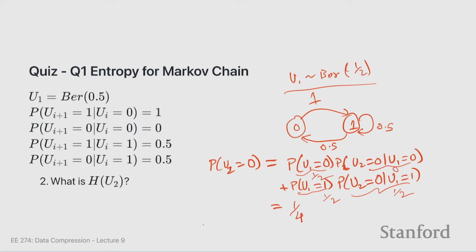Okay, good. Then you can compute P(U2 = 1), which is just 1 minus this thing, so 3 by 4. So you can compute the entropy. This is just the entropy of a Bernoulli 1/4 random variable. Anybody remember the answer? Okay, I will point it. Thank you. Yes. So you have done this a few times now.